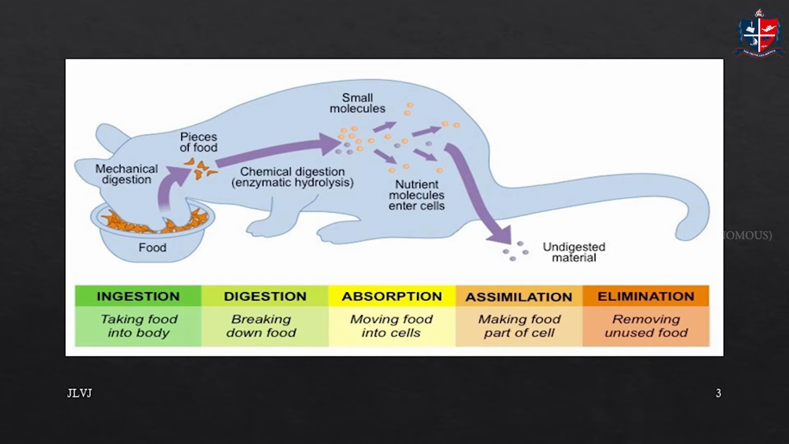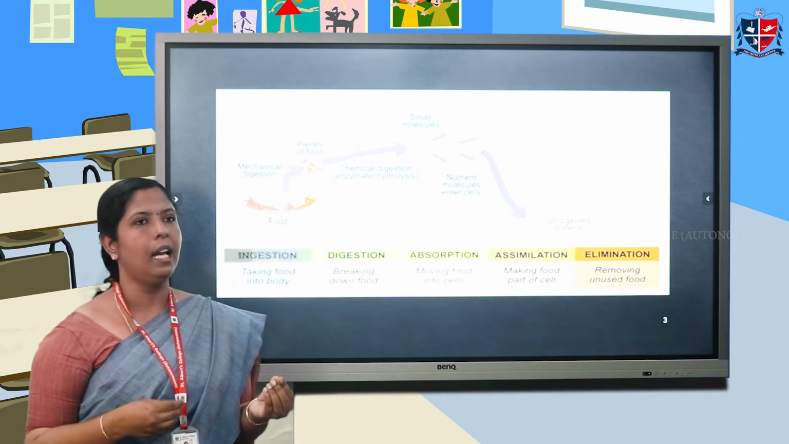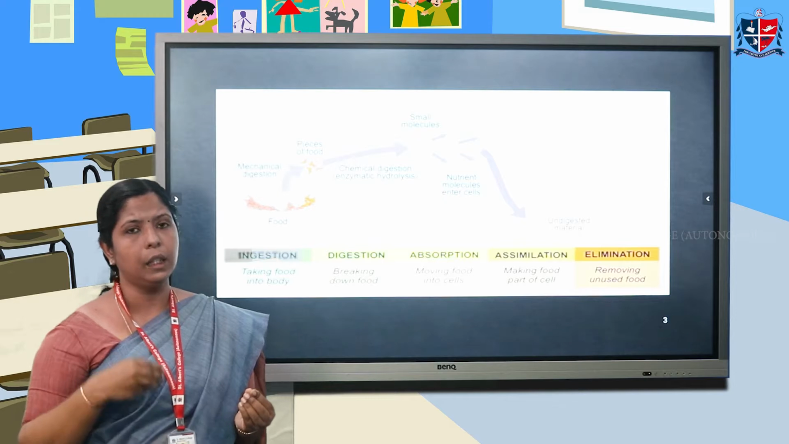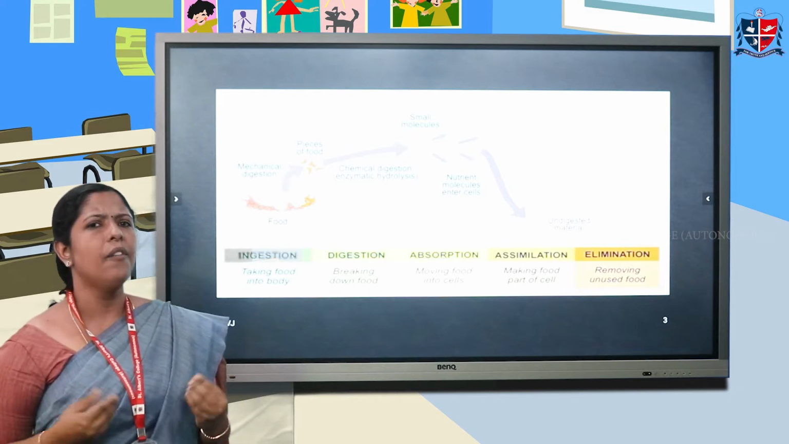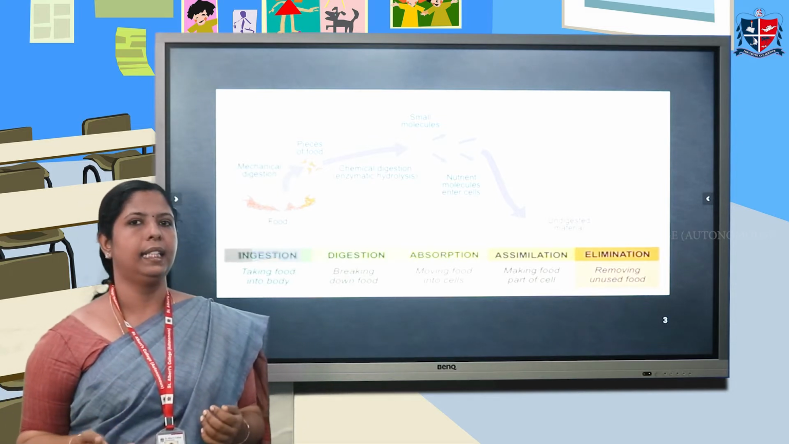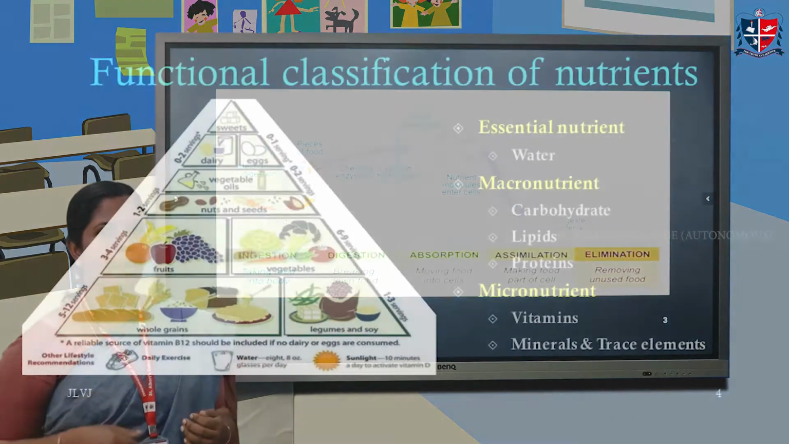When we consider nutrition, mainly these two terms, absorption and assimilation, are the major things. Absorption is the process by which the cell, the basic structural and functional unit of the body, takes up the food, and by assimilation the food particles are incorporated into the cell and involved in various activities. Finally, whatever remains undigested or unused, the waste products, gets eliminated from our body.